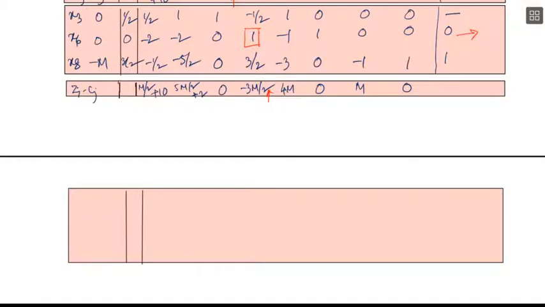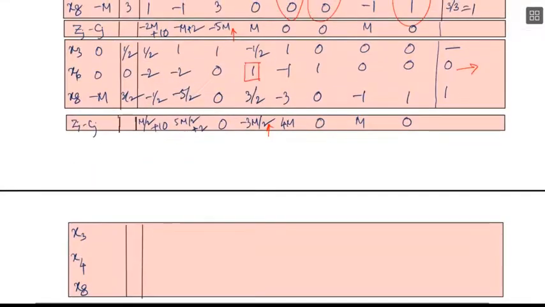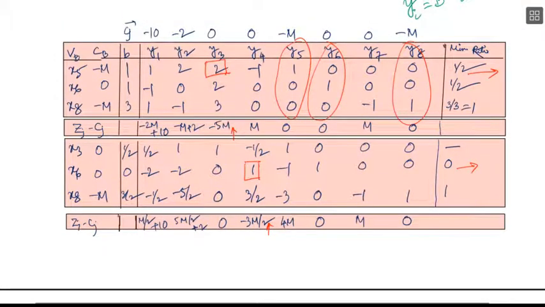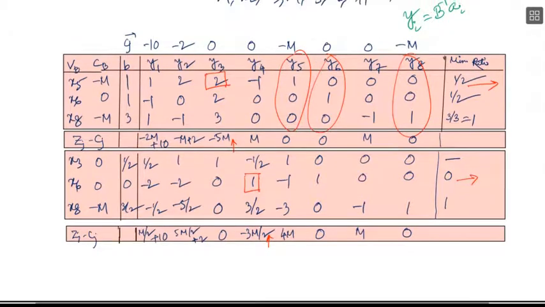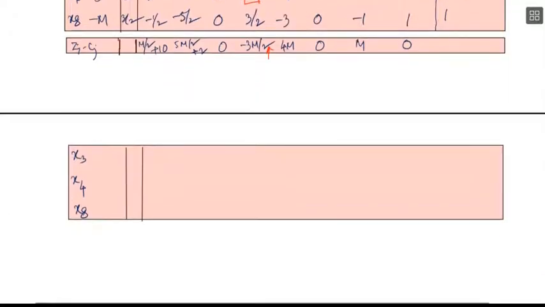So the new basic variables are x3, x4 and x8 with the cost 0, 0 and minus M.